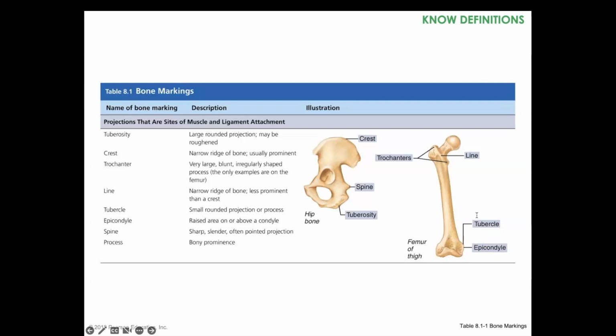So this table shows the first category of bone markings, which is projections. These are going to be sites where muscles and ligaments attach. These projections are going to be pieces of bone that are growing out of the main structure of the bone. On this table, I'm going to go from bottom to top, that way we can work from the simpler bone marking to the more complex. So at the bottom, we have a process. A process is just going to be a little bump on the bone. It says that bone prominence is really just a tiny bump on the bone.